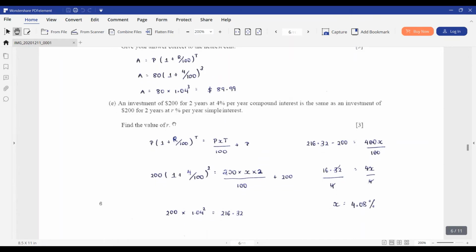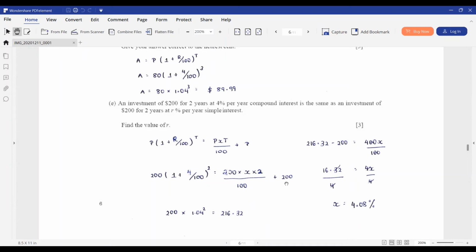So we're going to put all the values inside the equation. So the principal is 200, open bracket, 1 plus 4 over 100, close bracket, power 2 is equal to 200 times x times 2 over 100 plus 200. So first we're going to solve the compound interest counterpart. So 200 times 1.04 squared is 216.32. Now 216.32 is equal to 200 times x times 2 over 100 plus 200.